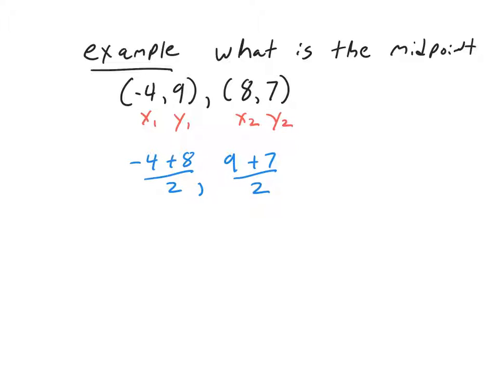Negative 4 plus 8 is positive 4. 9 plus 7 is 16. So we end up with 4 halves and 16 halves. When we simplify, we're going to get our midpoint, which is 2x and 8y. So that is our midpoint.